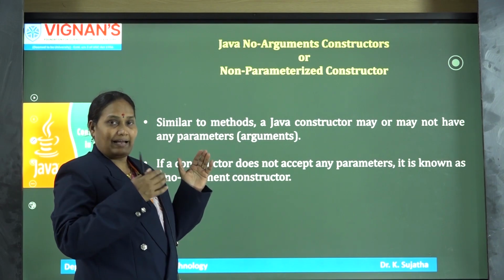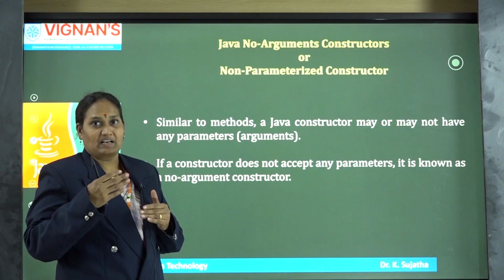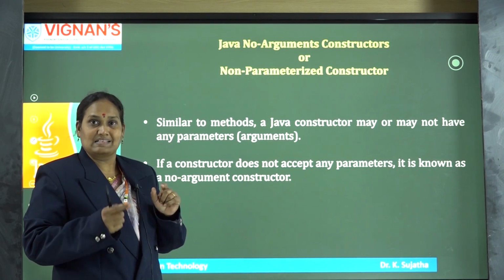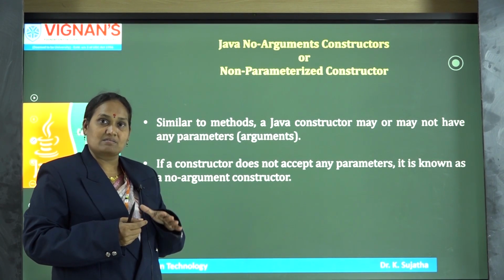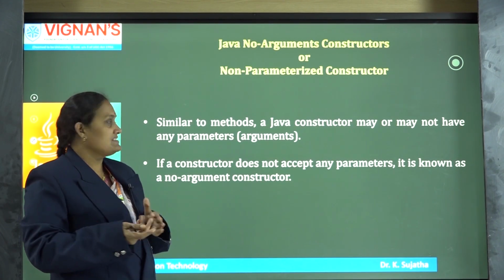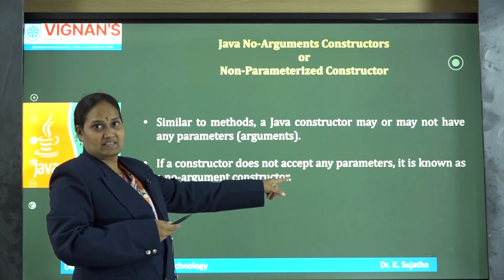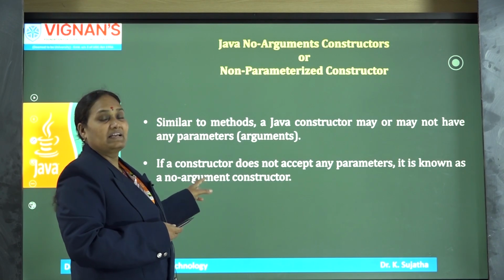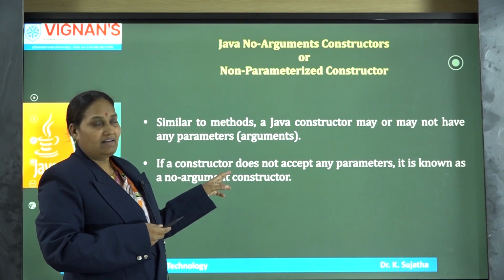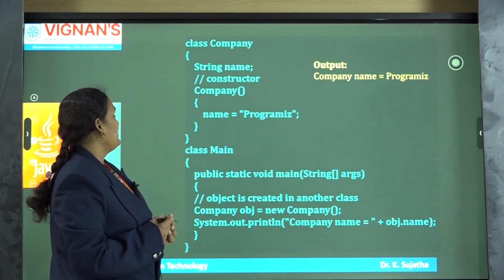Like a method, sometimes we give parameters and sometimes we don't. In the same way, a constructor can also be defined with parameters or without parameters. If a constructor doesn't accept any parameters, it is known as a no argument constructor or non-parameterized constructor. Now here you can see the example.